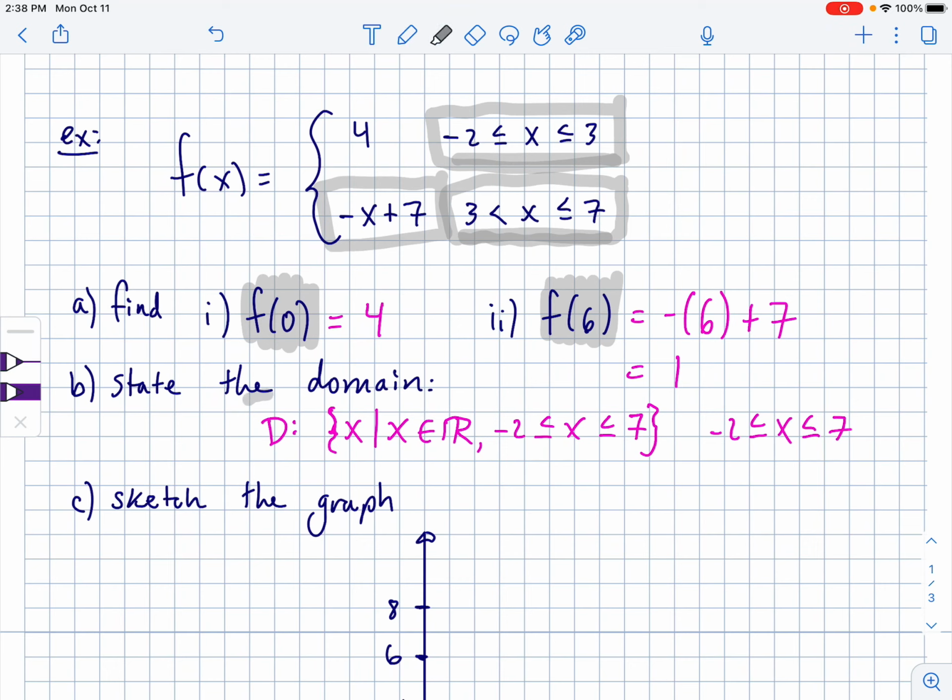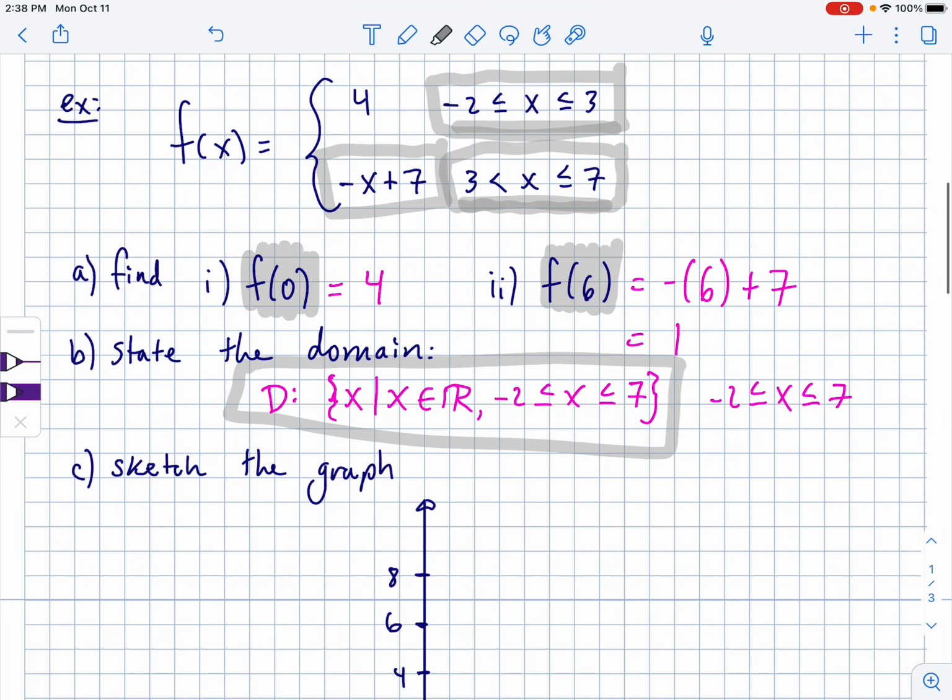Not sure what the back of your book would say. They might just say negative 2 less than or equal to x less than or equal to 7. But yeah, the fancy notation is this right here.